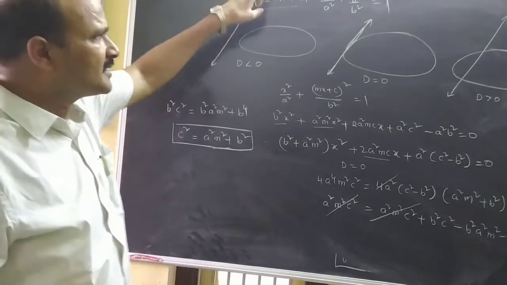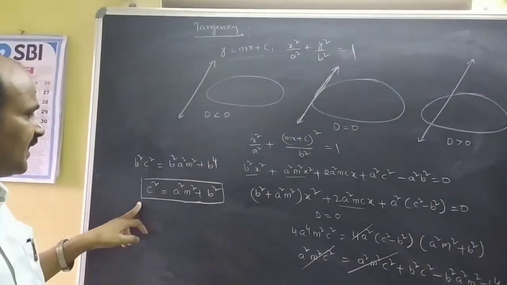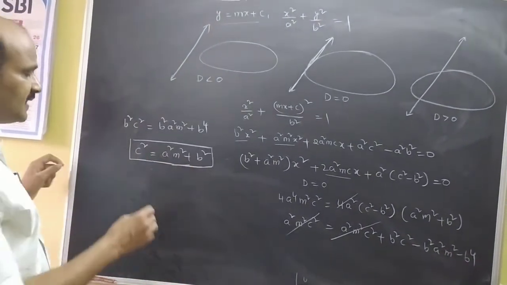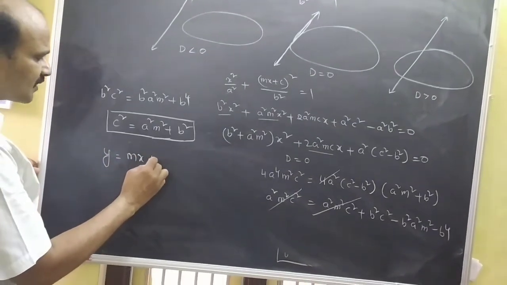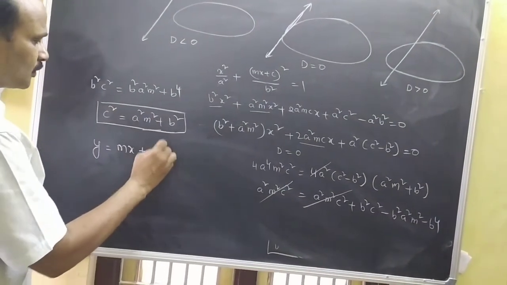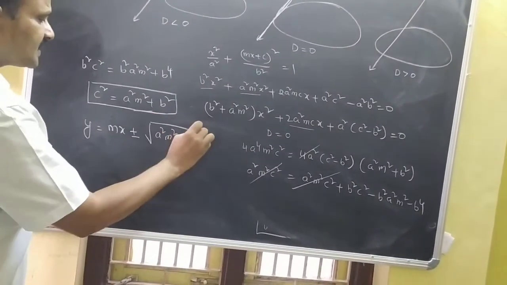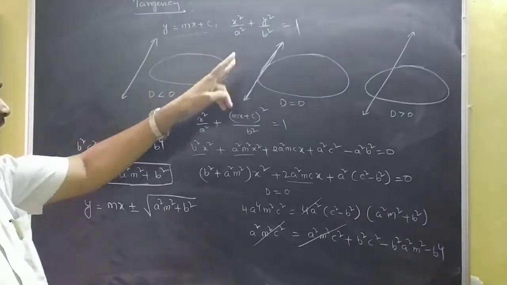If the line is a tangent to this ellipse, the condition is c square is equal to a square m square plus b square. Therefore, y is equal to mx plus or minus root of a square m square plus b square. This is any tangent to the ellipse.